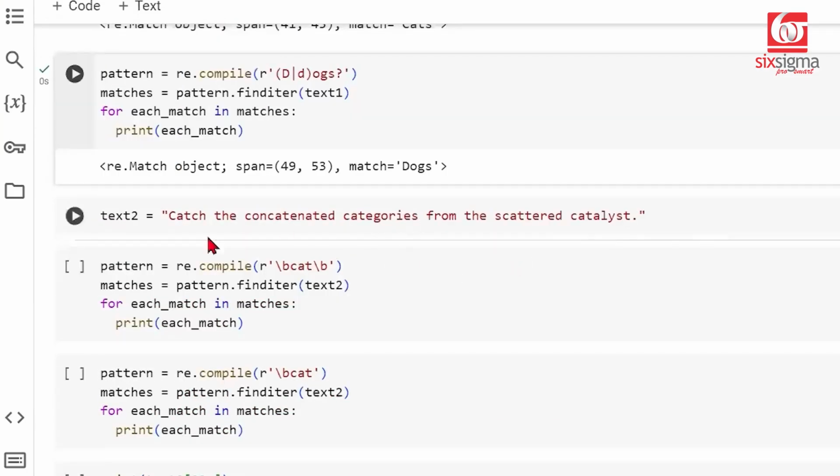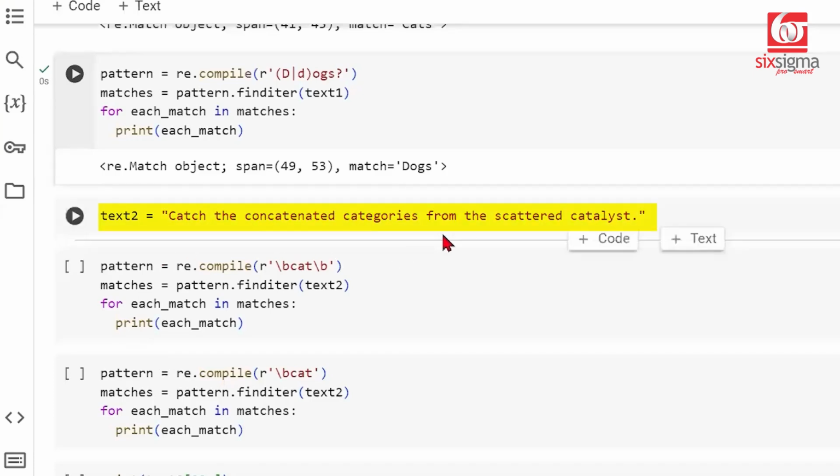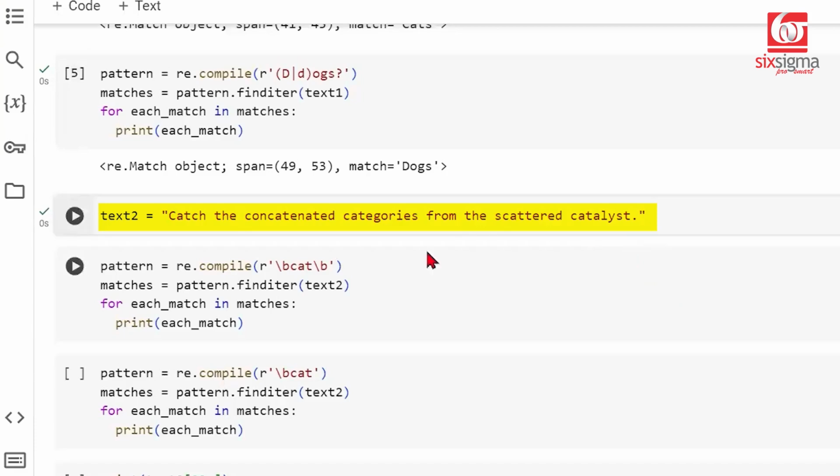Now let's take the second example. We are saying, catch the concatenated categories from the scattered catalyst. This is a made-up sentence, of course, and doesn't have a lot of meaning, but we are trying to look for a pattern called cat here. We'll understand the importance of word boundaries through this. So let me first run this. And now let's see what's the pattern that we're looking for. We are looking for the pattern cat, which is in between the word boundaries. This is the beginning of a word boundary, and this here at the end is the end of the word boundary. So it starts with a word boundary and ends with a word boundary is what we are looking for.